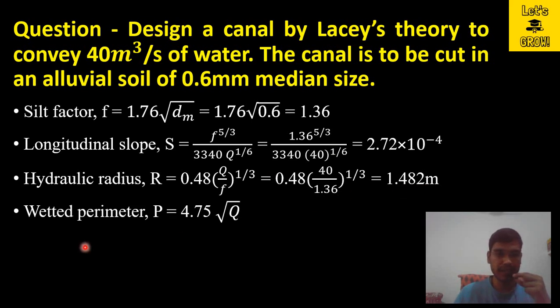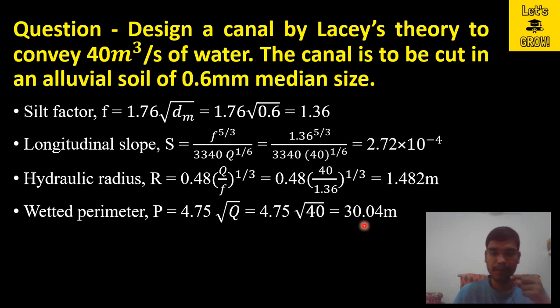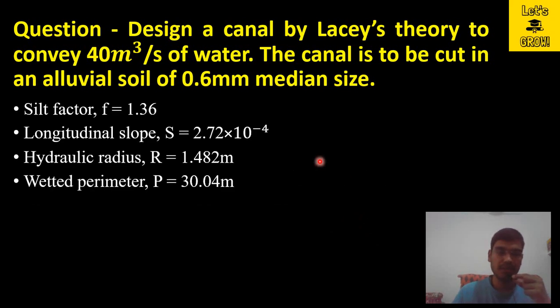Now we will calculate the wetted perimeter. The formula for wetted perimeter is 4.75 into under root q. The q value is given in the question, that is 40, and upon calculation you will find the wetted perimeter equal to 30.04 meter. So now we are having four parameters with us: the silt factor, the longitudinal slope of the canal, hydraulic radius of the canal, and wetted perimeter.